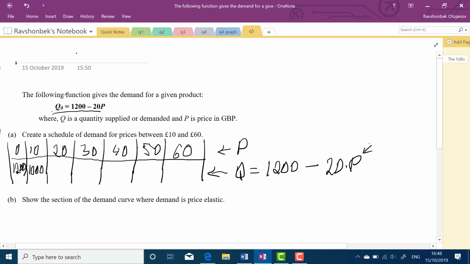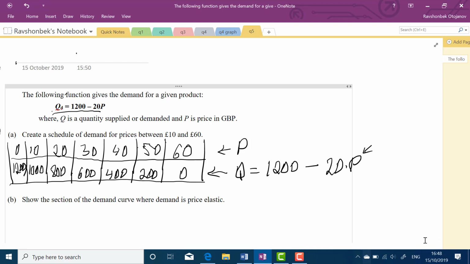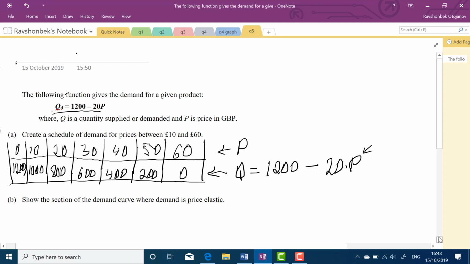So 20, plug it in here. 20 times 20 is 400. So 1,200 minus 400 is 800. And that's 600, that's 400, that's 200, and that's 0. If you plug in 60 here, that will make 1,200 minus 1,200, that's 0. You get that now, yeah? That's it, that's the schedule. You get 4 marks for doing that.